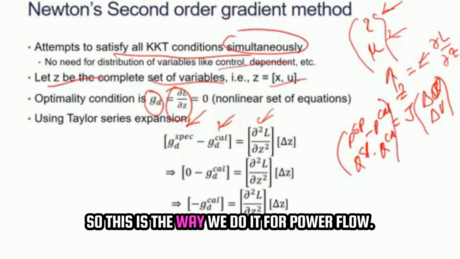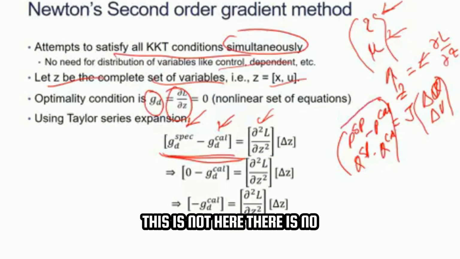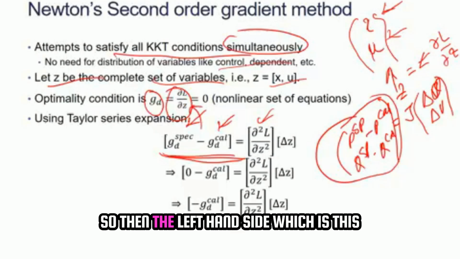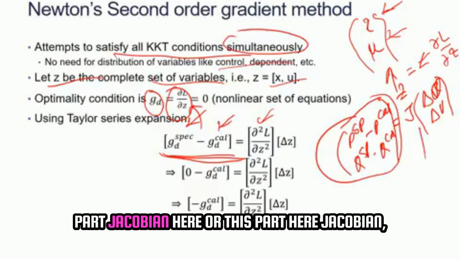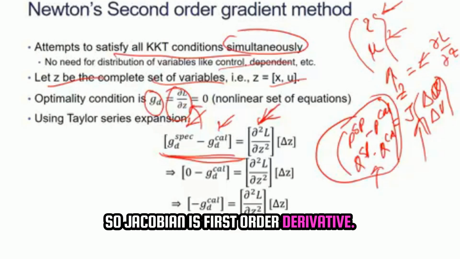So this is the way we do it for power flow. But what happens here, because this part here is anyway a derivative. There is no derivative on the left hand side. So here we anyway have the first order derivative. So then the left hand side, which is this part, the Jacobian, because there is no derivative here, so the Jacobian is a first order derivative.